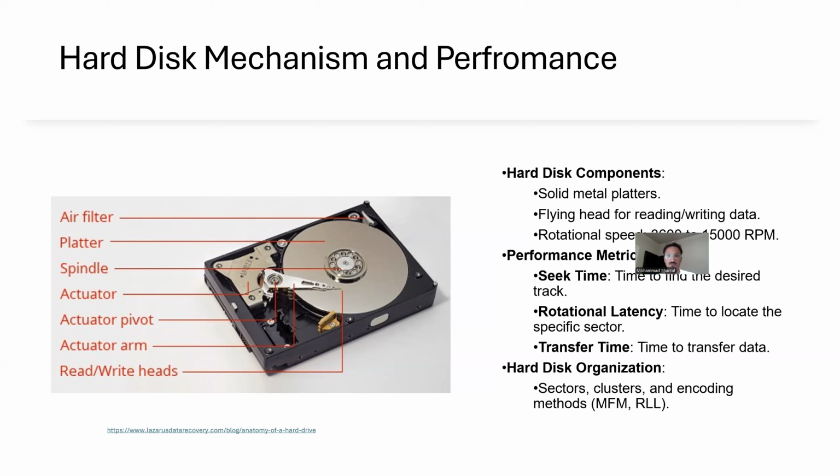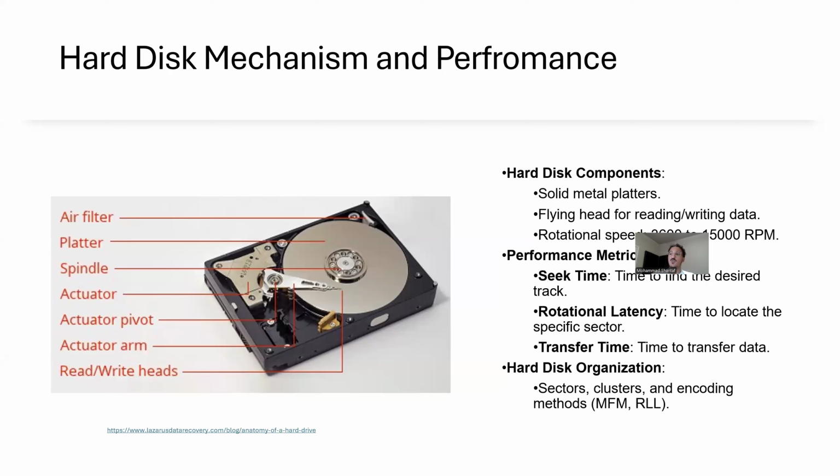It has similar metrics as the floppy disk and as a regular disk. However, over here, there's a seek time, rotational latency, and the transfer time. It's organized in a similar way as the others: sectors, clusters, and encoding. It has multiple encoding methods, such as modified frequency modulation.